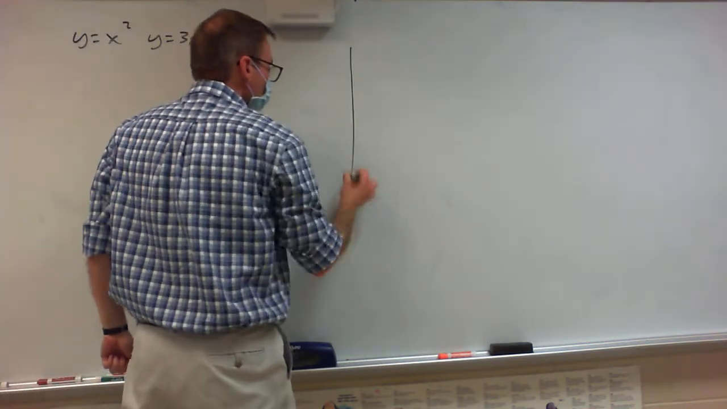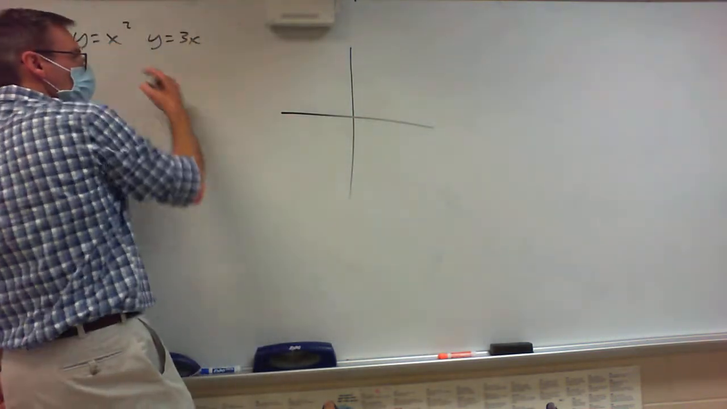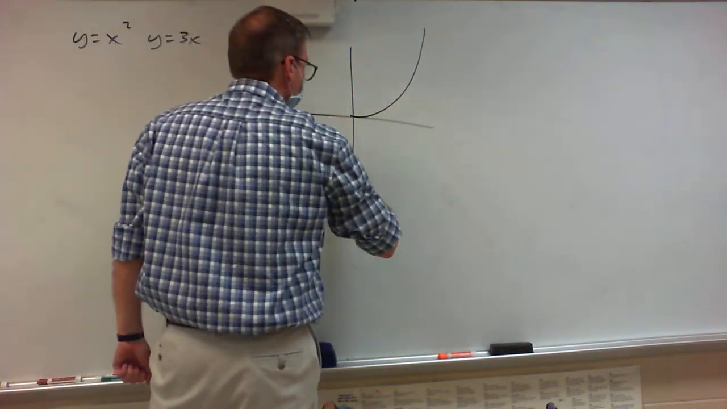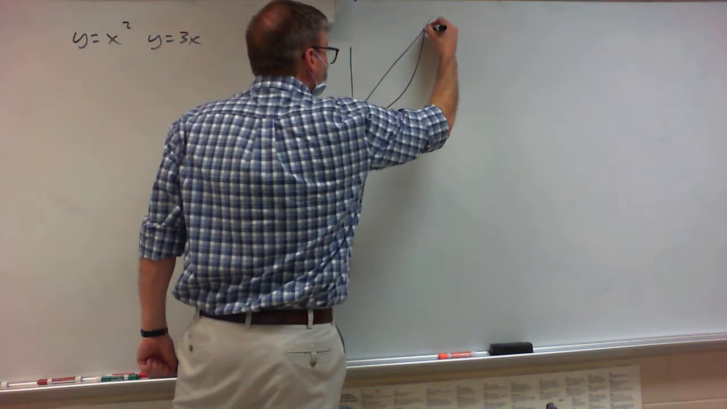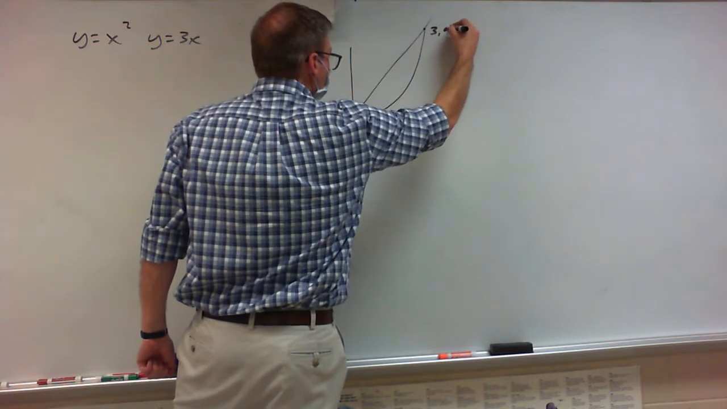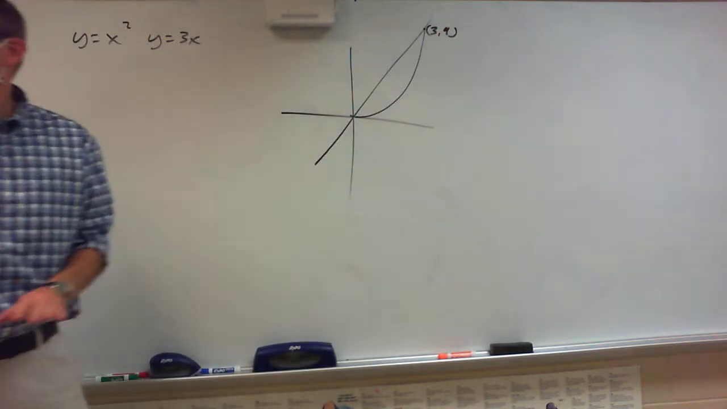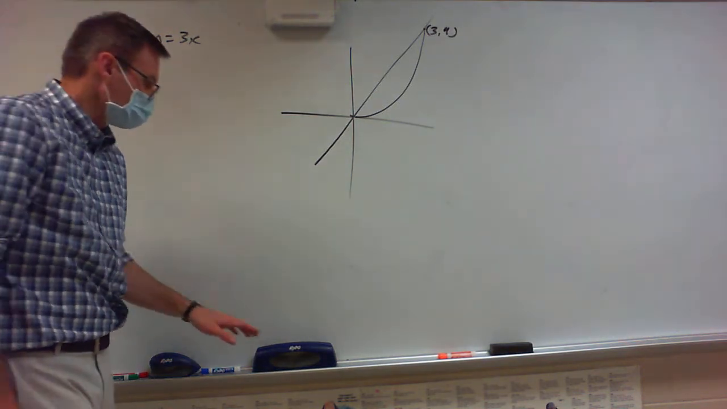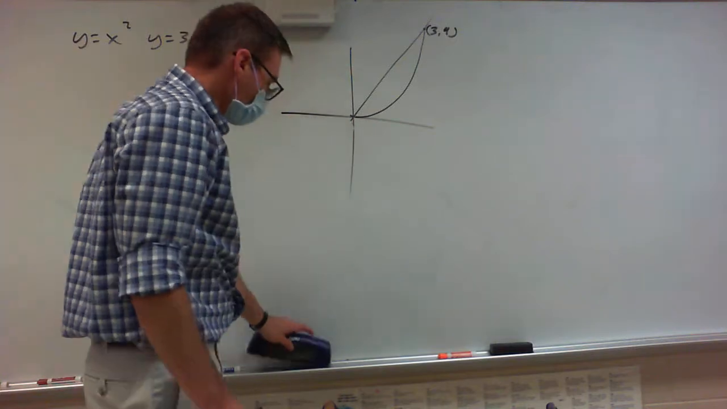And so when I draw this picture, y equals x squared, that's my parabola. y equals 3x, that's this line. This is going to cross at (3, 9). Is everybody okay? That's our region? Yes. Okay. I'll go ahead and erase this part.